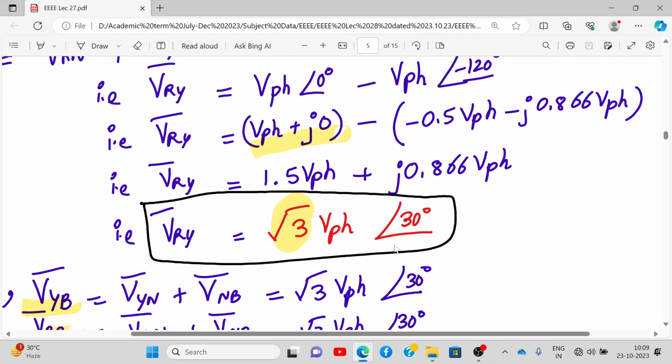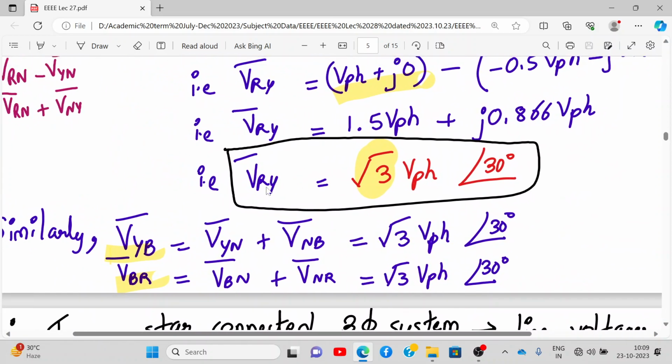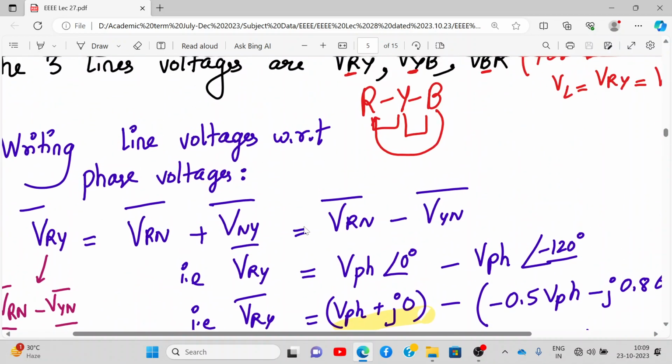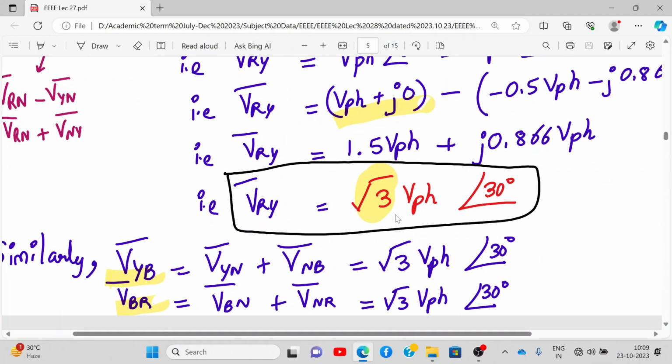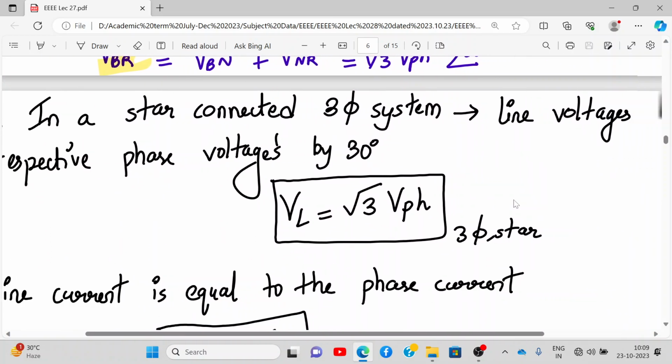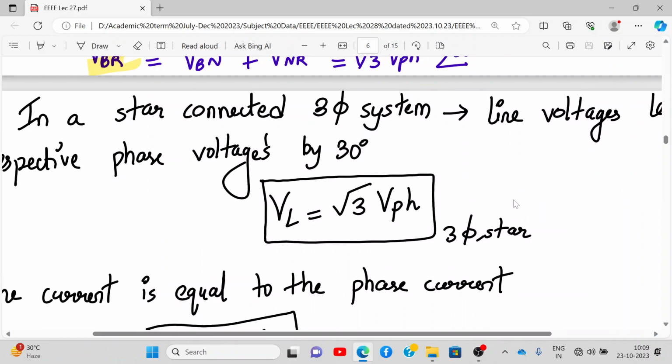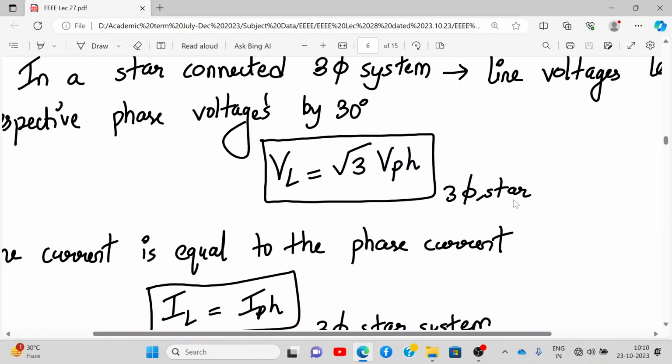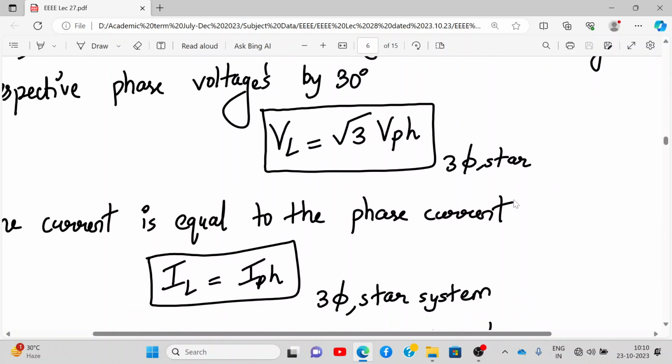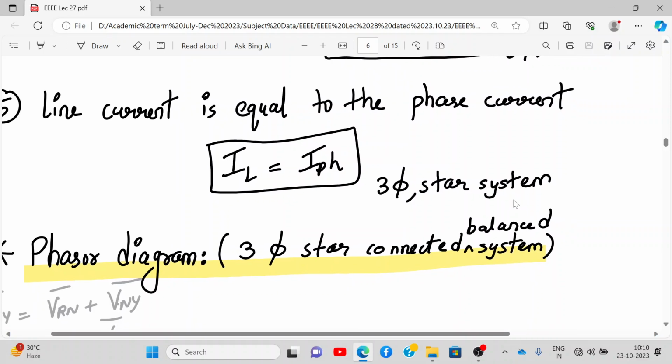Write down this equation: VRY is root 3 times V phase angle 30 degrees. So all my line voltages differ from the phase voltage by 30 degrees. Is that clear? Have you written these things? So in summary, in a star-connected system, the line voltage leads the respective phase voltage by 30 degrees. So VL is root 3 times V phase, and the line current is equal to the phase current.